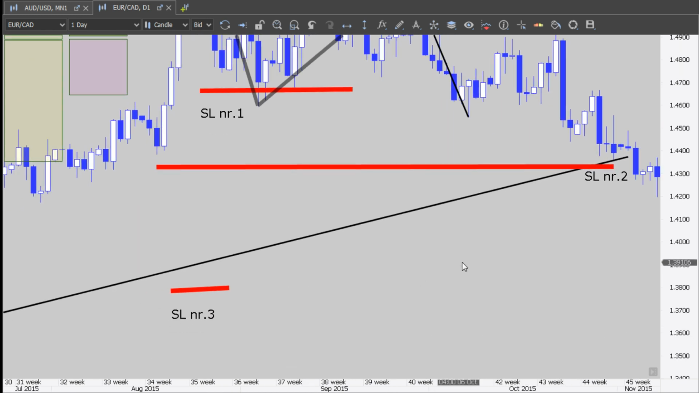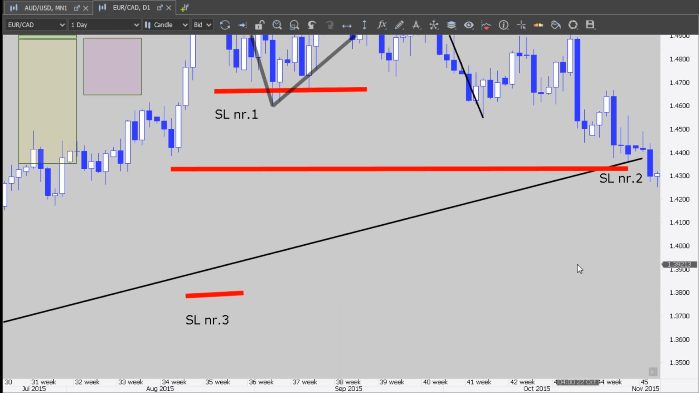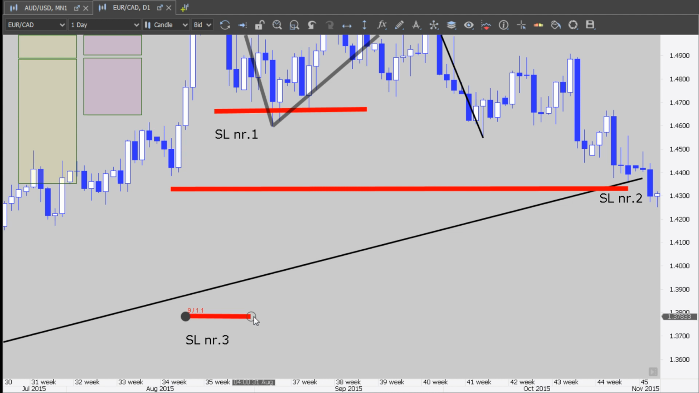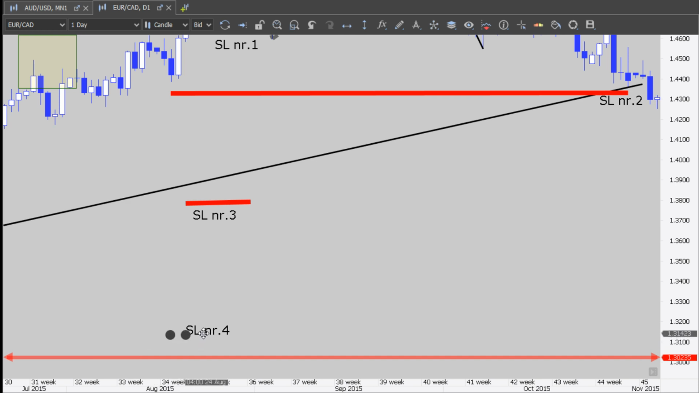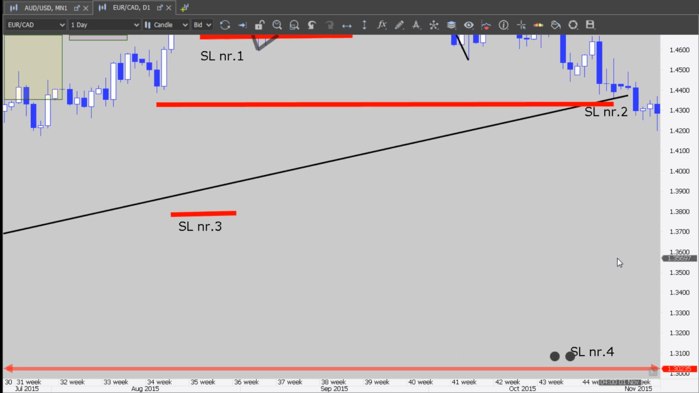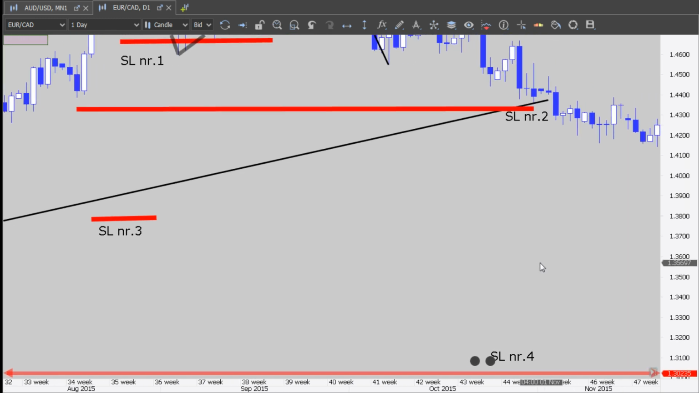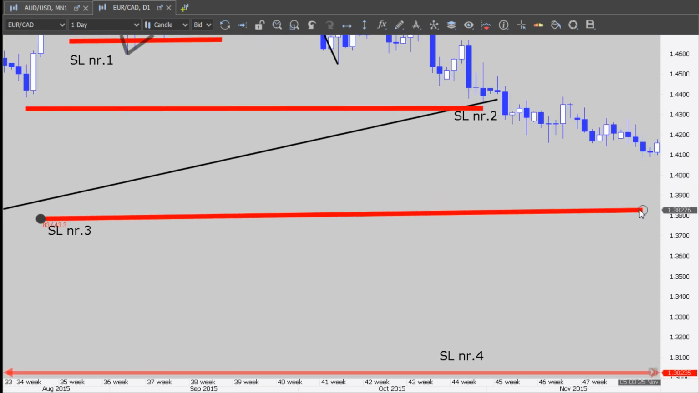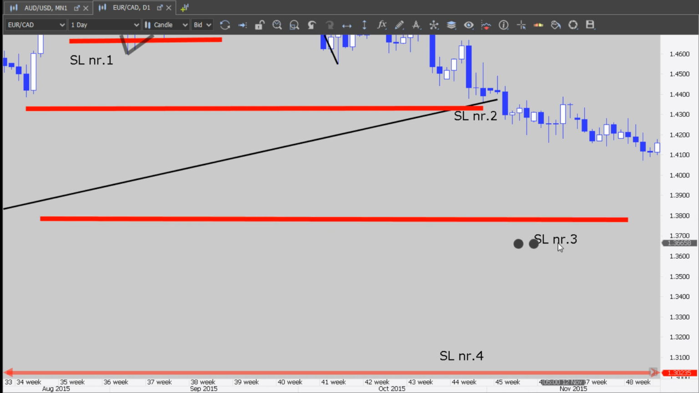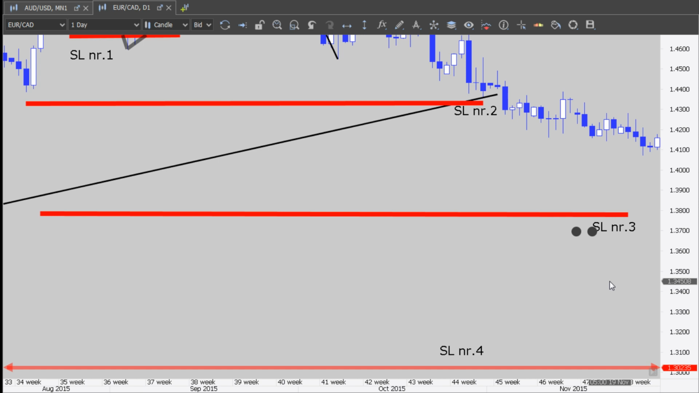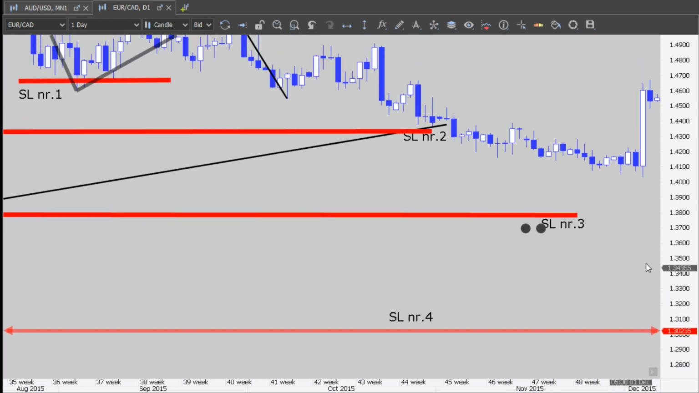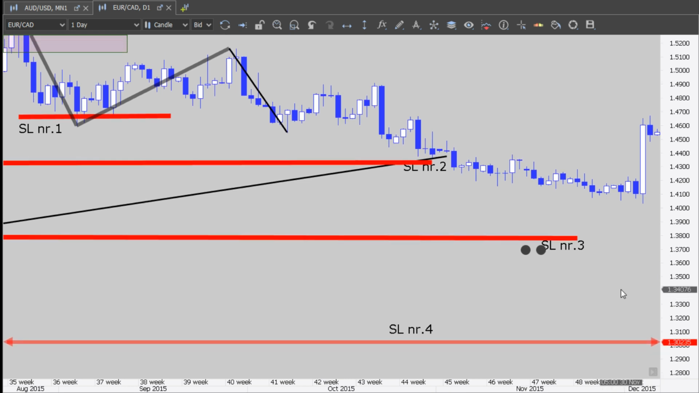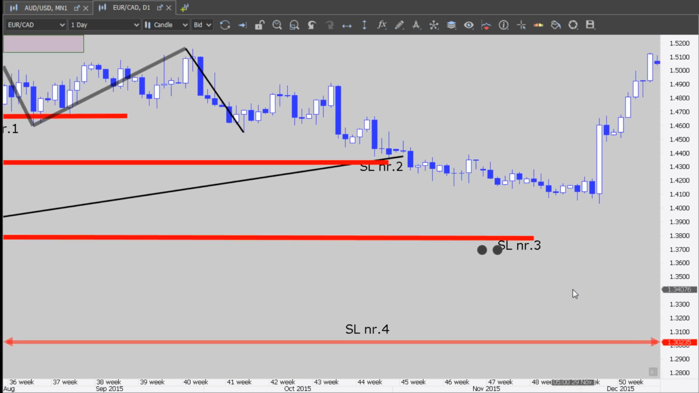Stop loss number 3 would be if we would not move our stop loss with the uptrend line. So stop loss number 3 is still here and stop loss number 4 is down here. So let's see what is going to happen. The market still moving down. So this is the stop loss number 3 if we would not move it, but remember the concept. The concept is saying that we should move the stop loss together with the uptrend line. And bam! Guess where this market is going right now? Okay?